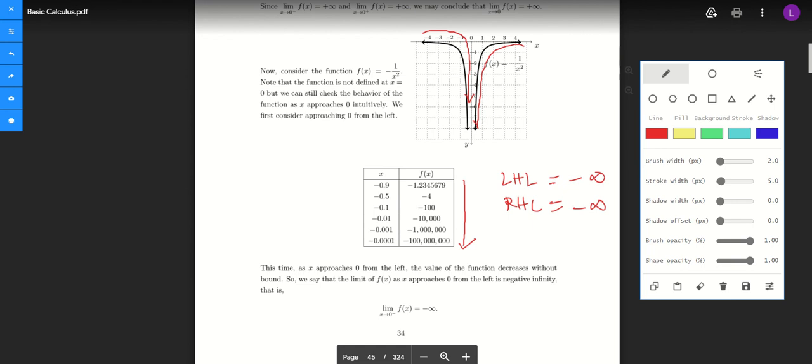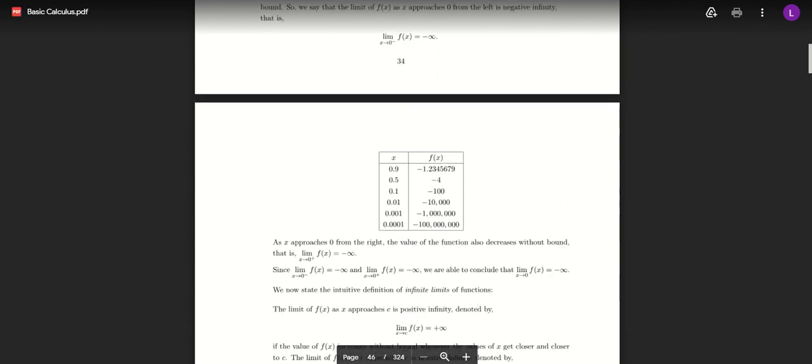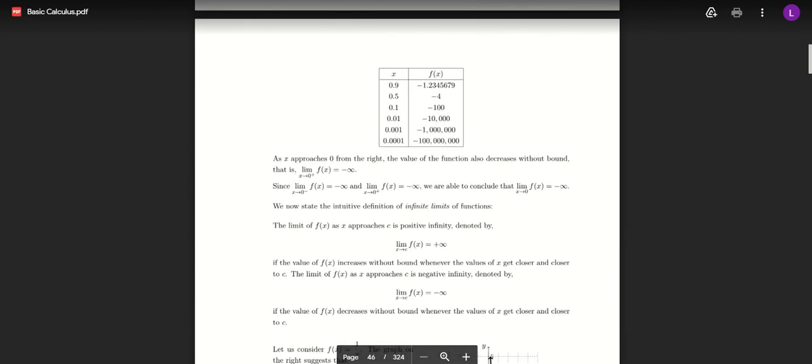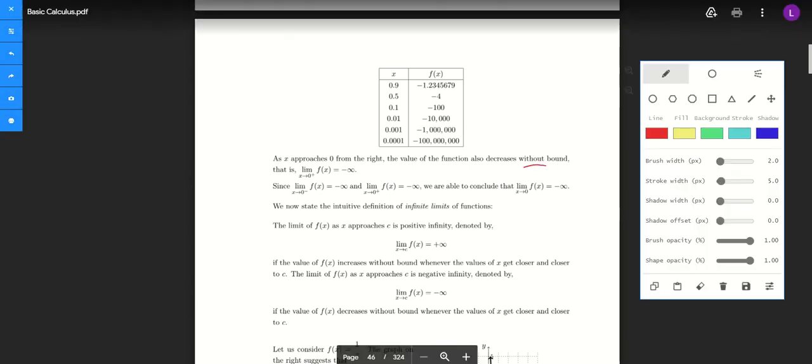So our left-hand limit and right-hand limit are both the same. So therefore, our limit of f of x as x approaches 0, doon na pala tayo sa baba. Doon tayo sa baba. So we can conclude that since both right-hand limit and left-hand limit are the same, the limit of f of x as x approaches 0 is negative infinity.